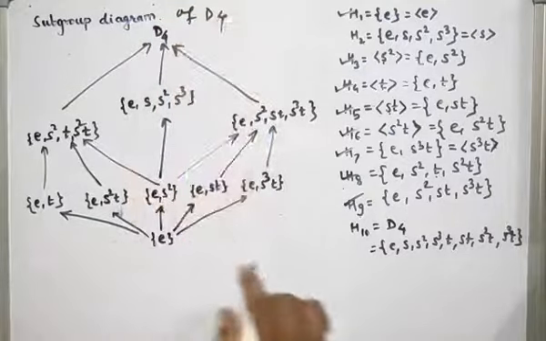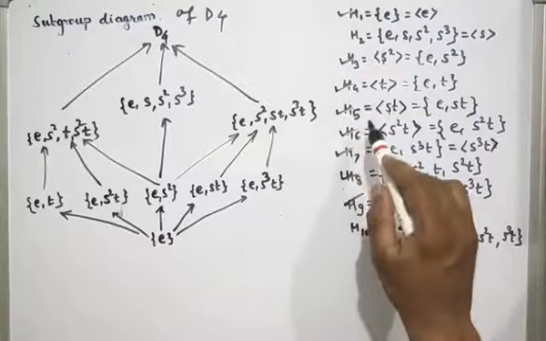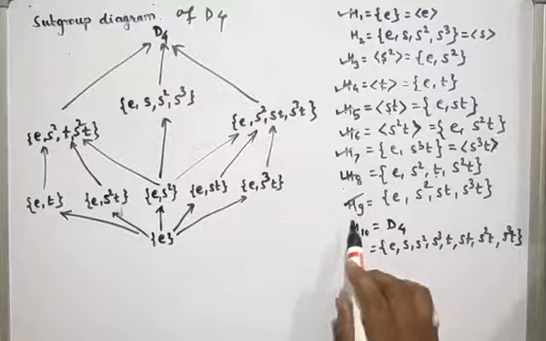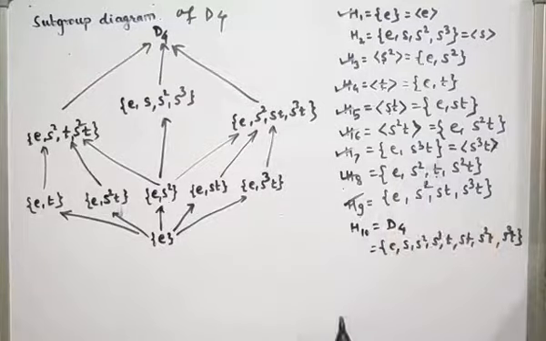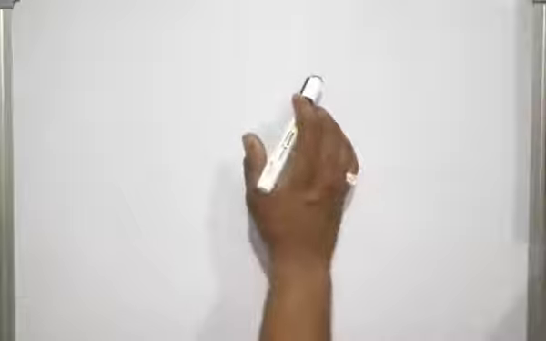In that, H1, H2, H3, H4, H5, H6 and H7 are all cyclic, and H8 and H9 are not cyclic, which is abelian. So this is the subgroup diagram of the dihedral group with 4 symbols. So next part we will see the definition of orbits. So orbits.